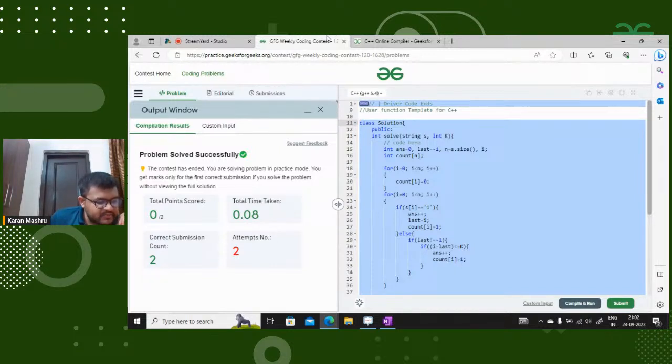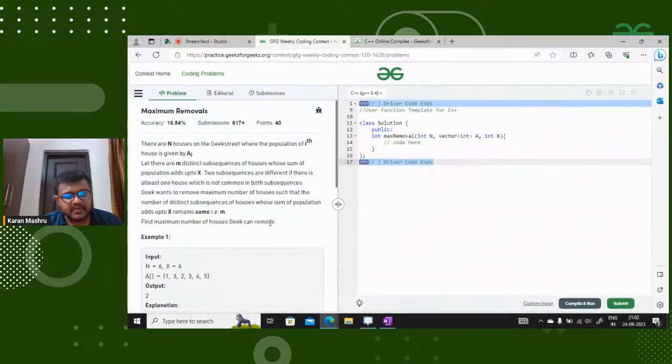Okay, is this clear? Shall we move further? So let's move on to the third question, that is maximum removals.